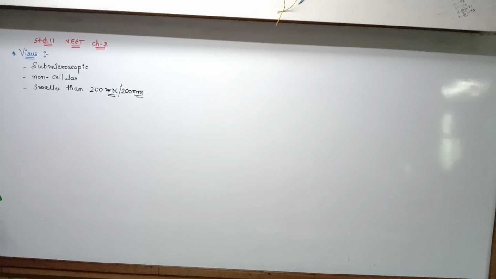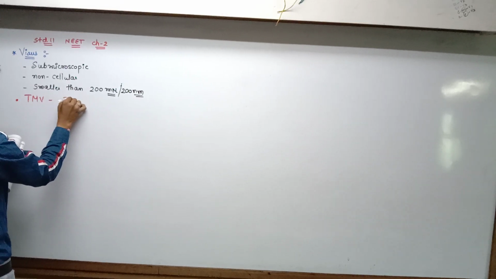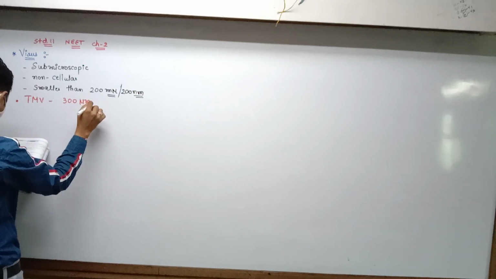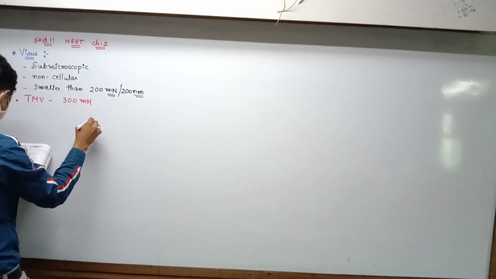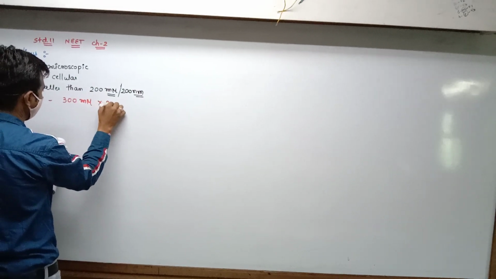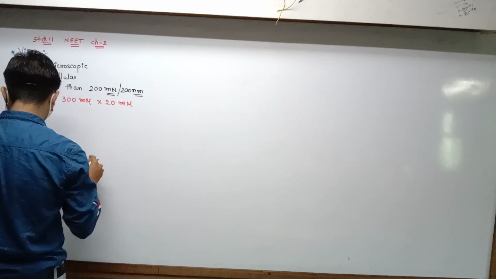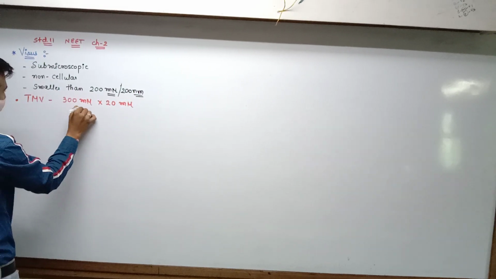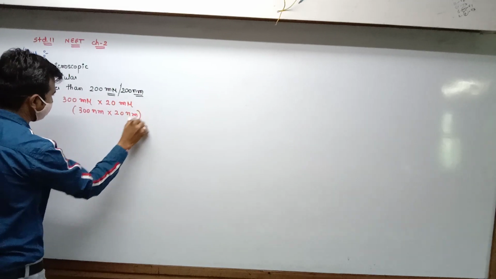Tobacco mosaic virus, TMV, is 300 millimicron into 20 millimicron, or we say that 300 nanometer into 20 nanometer size.